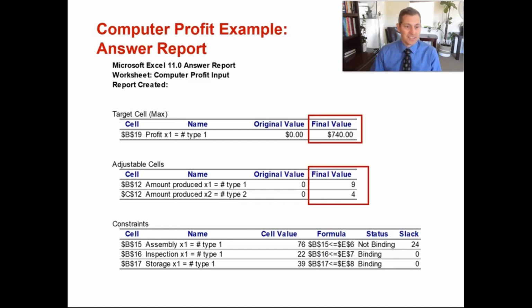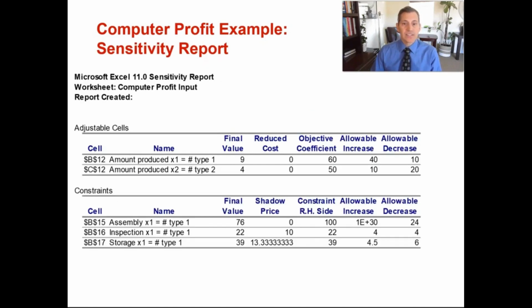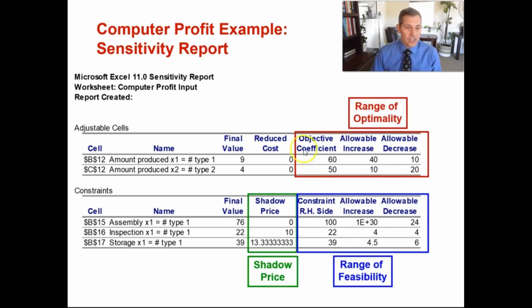$740 of profit, 9 and 4 is our product mix, and then those are our constraints. Okay, so now let's move on to the sensitivity report. Okay, up top, we have our range of optimality.